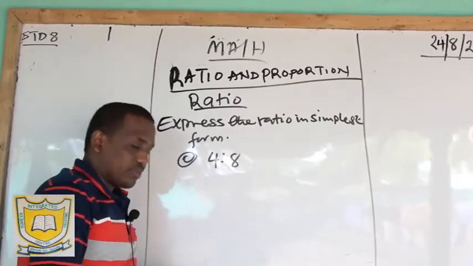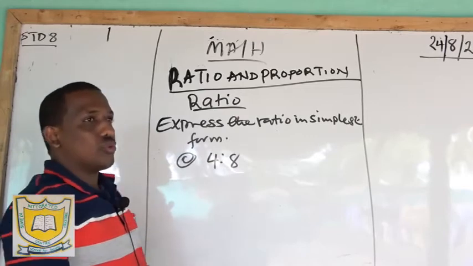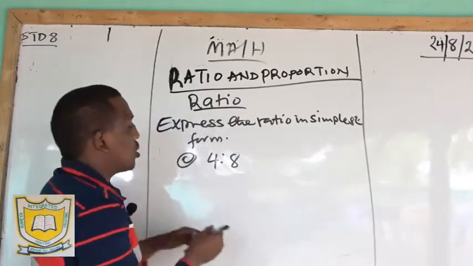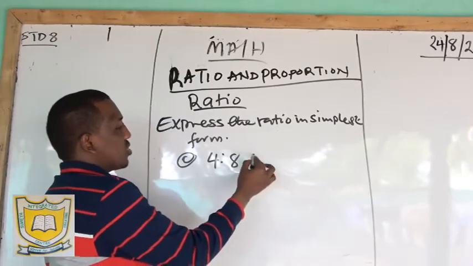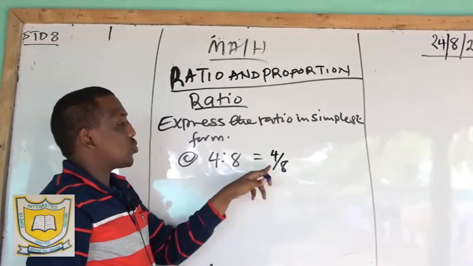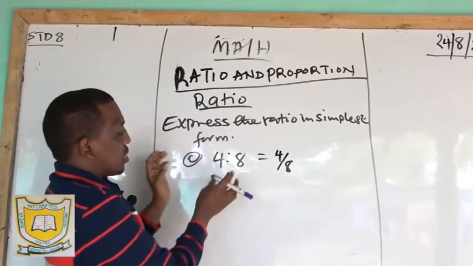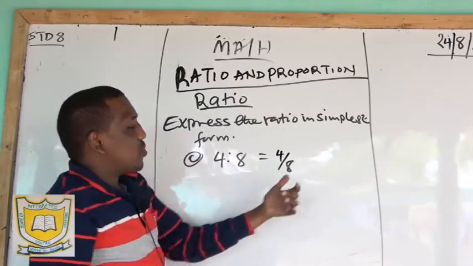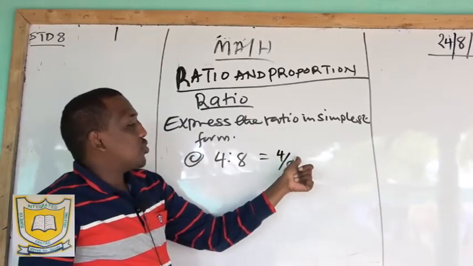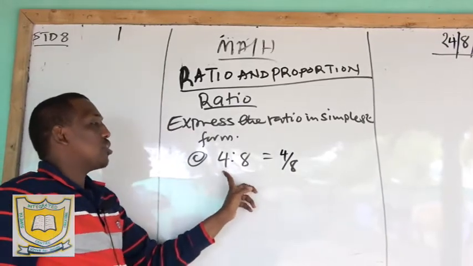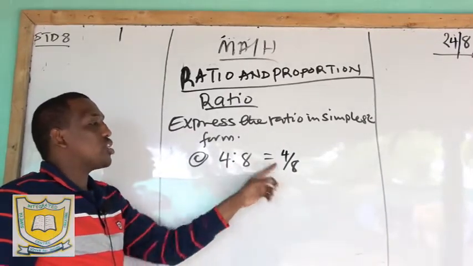What you do, the first thing you do, you change this ratio into a fraction. When you change this into a fraction, you say 4 out of 8. So when you are changing ratio to fraction, it will become 4 over 8. And when you want to change from fraction to ratio, it will become 4 to 8. So the first thing you do, you change this ratio, 4 to ratio 8, to a fraction.